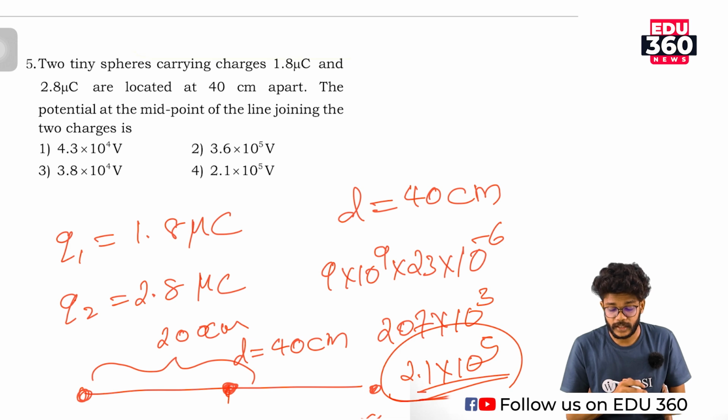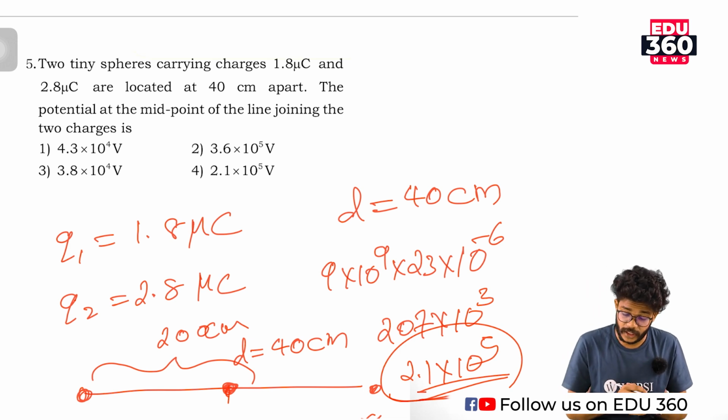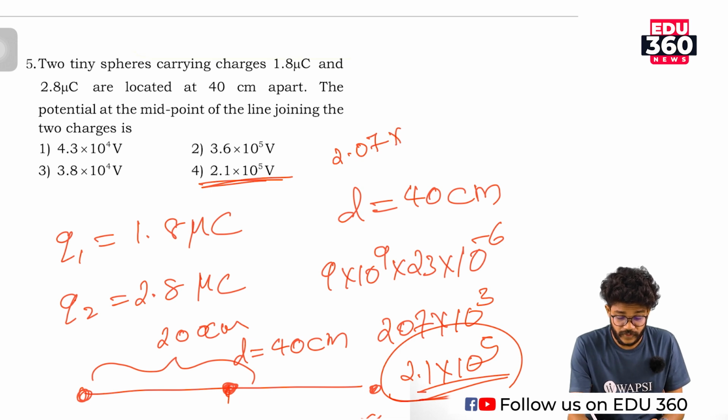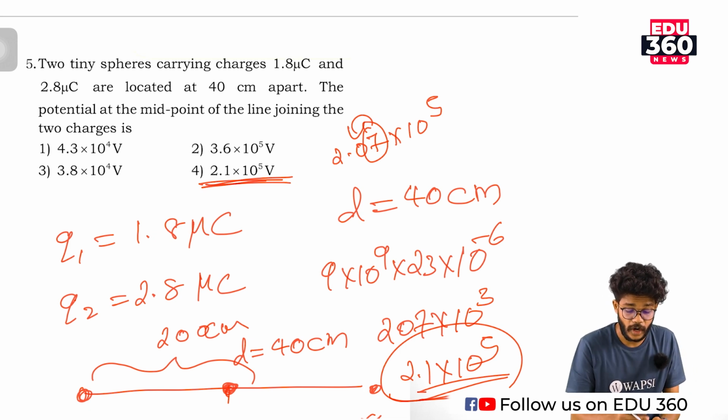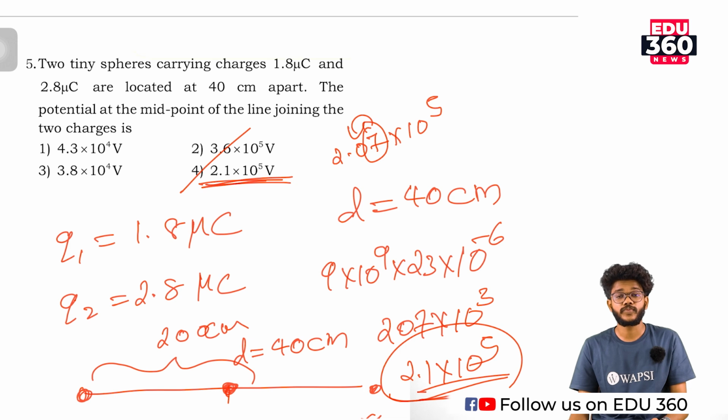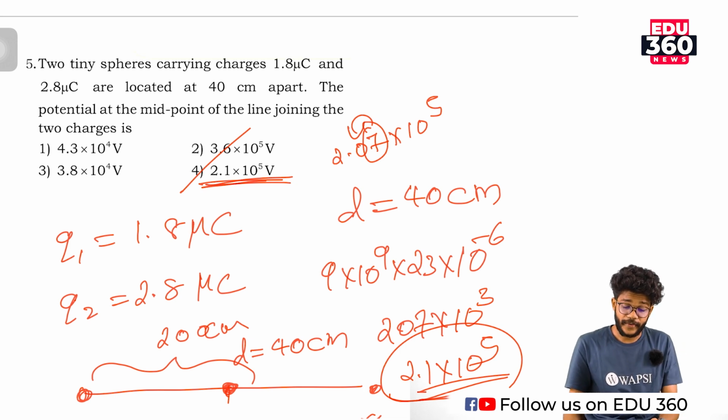There is no option like 2.07 into 10 raised to 5, so we can conclude the next nearest value is 2.1 into 10 raised to 5. So approximately the accurate value is 2.07 into 10 raised to 5, but we can round it off. So the correct answer is 2.1 into 10 raised to 5, which is option 4. 2.1 into 10 raised to 5 volt.